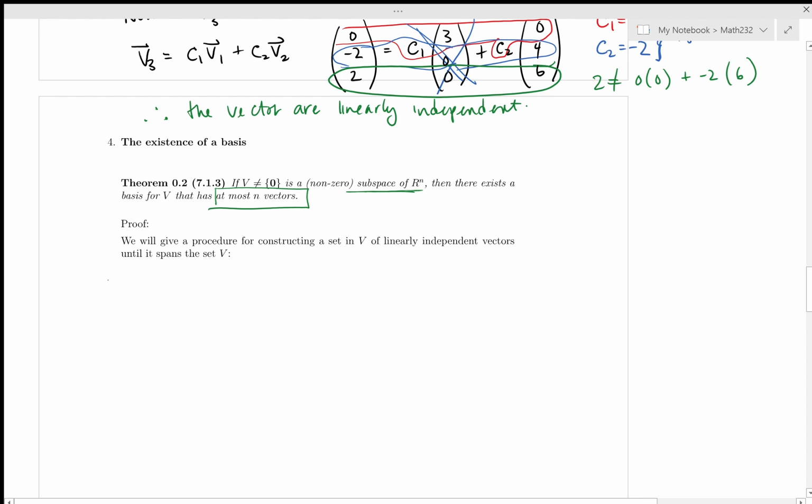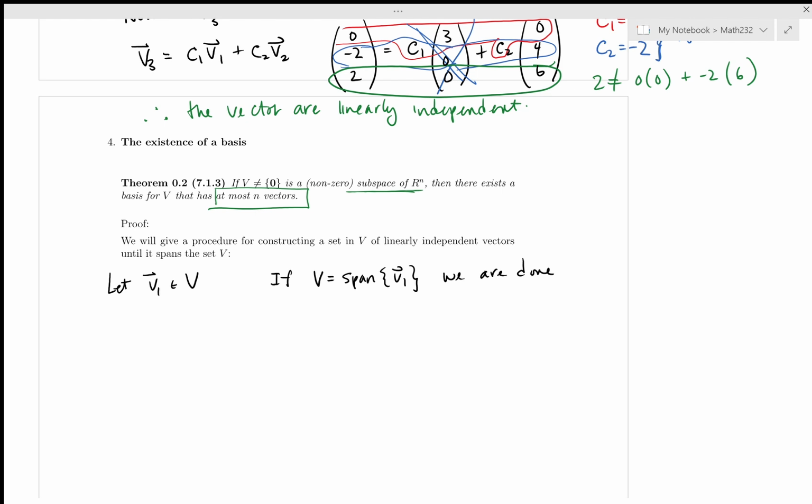We take a vector v1 that'll be in V, and then we say if V is the span of v1, we are done. Because we've found a set of vectors with one vector in it that spans the subspace, and we're finished. Okay, if it doesn't, then we continue, and we just keep going like this.